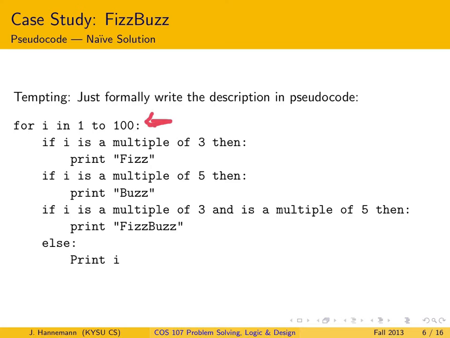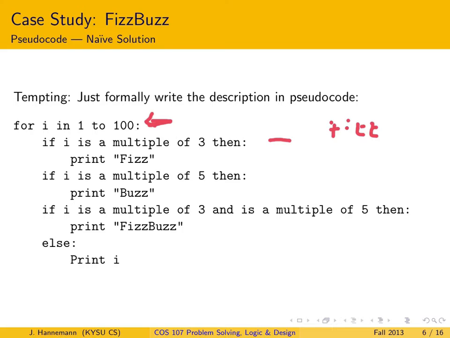However, this is the wrong solution, because if we go through this and let's say, okay, 1 and 2 obviously will print I, but let's look at the 3 case. So in the 3 case, we have the first condition here, which is true, so the program will actually print Fizz. And then I is not a multiple of 5, so Buzz will not be printed.